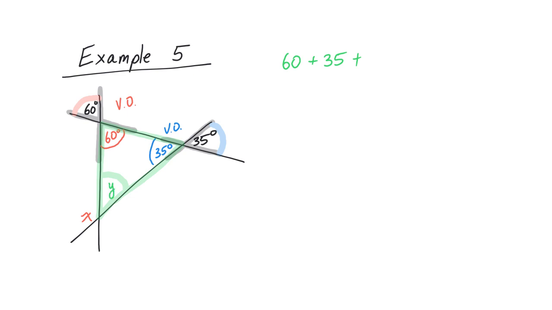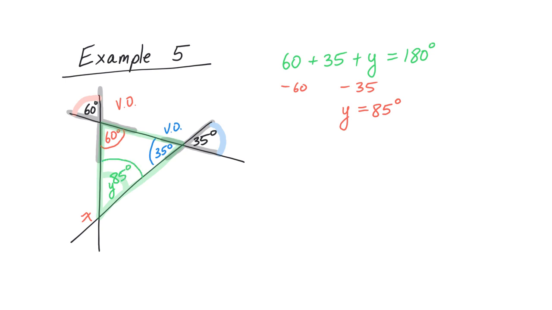I don't know what it is. Plus the missing angle should give me 180 degrees. So if I subtract 60 and I subtract 35, whatever is left over should be y. This gives me that the angle y is 85 degrees. So this corner is 85 degrees.